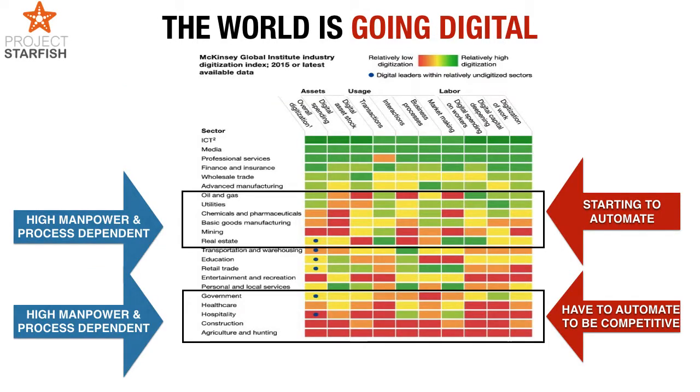As the world goes digital, we have got a slide here, guys, from McKinsey. It is too detailed, but it basically shows where the digitization is happening. What you need to know is oil and gas, utilities, chemicals, manufacturing, mining, real estate, government, healthcare, hospitality, construction, and agriculture. These are the industries which are going through a massive transformation.